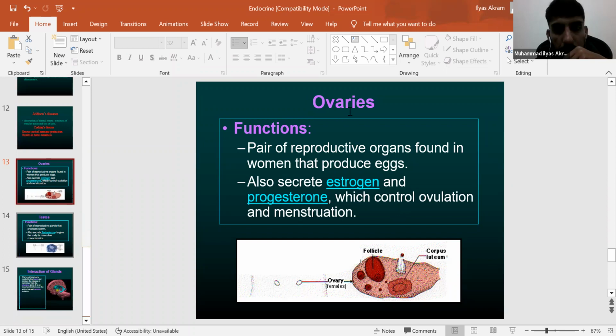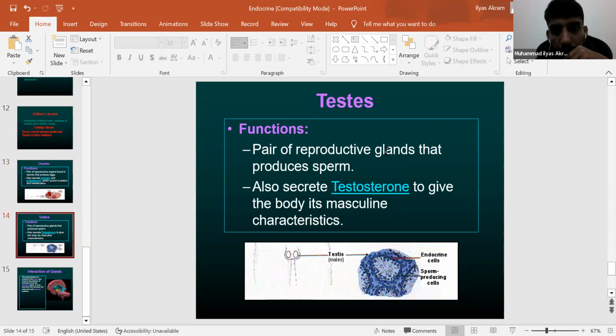The other glands are the testes, the male reproductive glands, and they help in the production of sperm, which is regulated by a hormone called testosterone. These are produced by the Sertoli cells and by the Leydig cells in the seminiferous tubules of the testes. So these also provide male characteristics to the male, while estrogen provides female characteristics to the female.